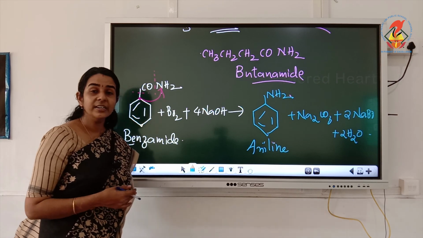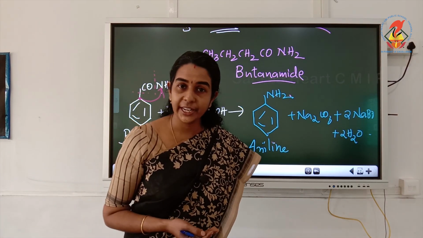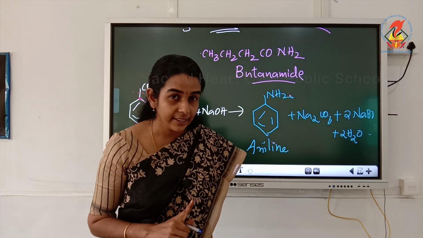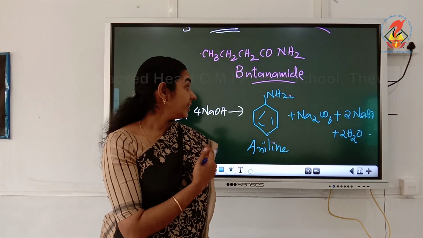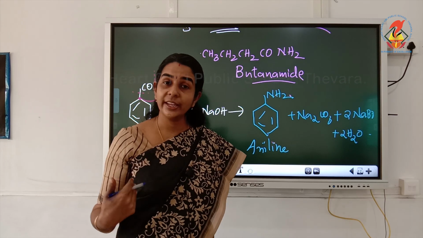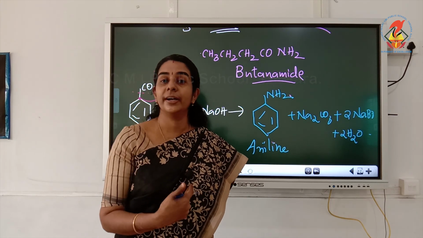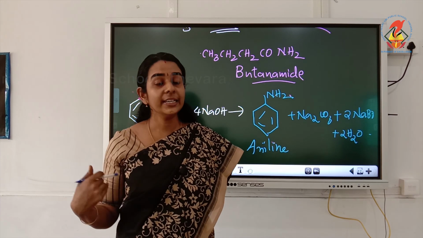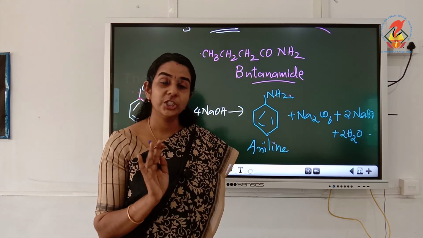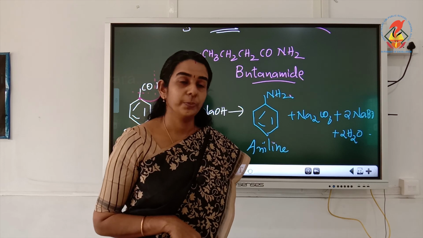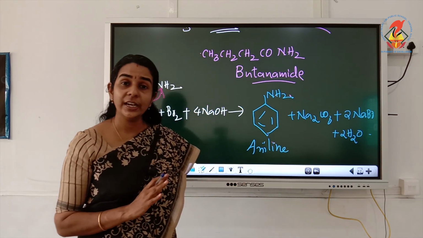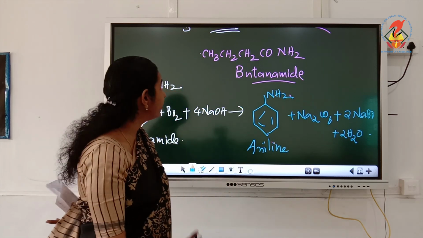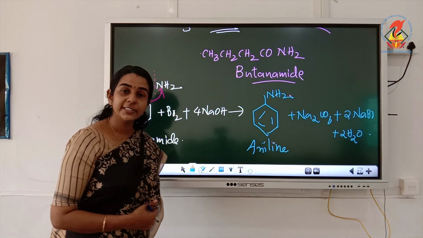So remember, after Hofmann-bromamide reaction, we are getting an amine with one carbon less than the amide. So remember the step for how we can find the amine from the amide. To get the amine, remove CO, and to get the amide, add CO just before the NH2 group. Addition and removal should happen just before the NH2 group. So this is about the preparation methods of amines.